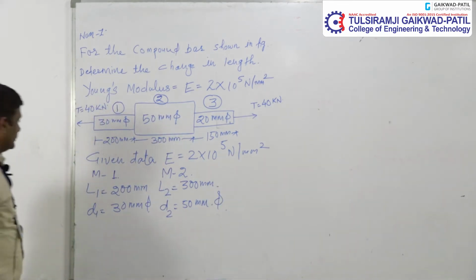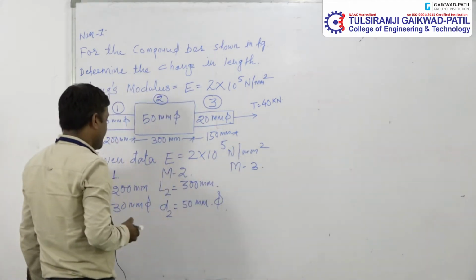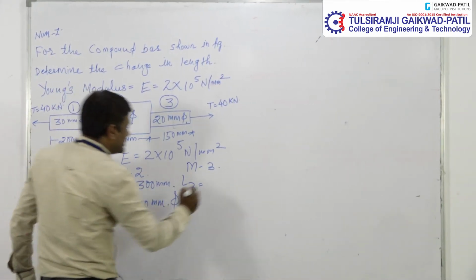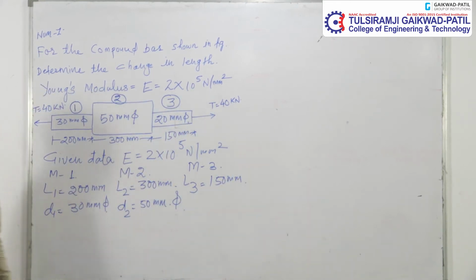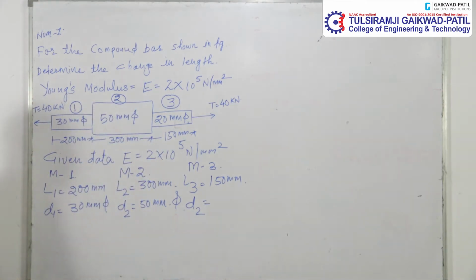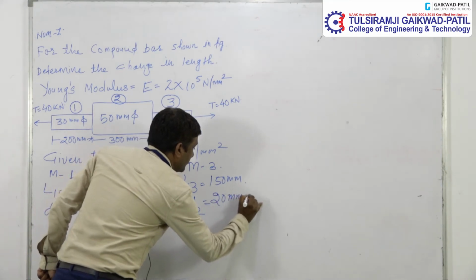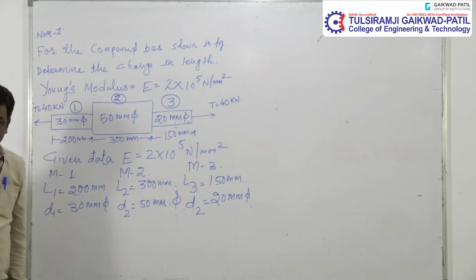Now, let us move to material number 3. For material number 3, the length is L3, which is given as 150 mm, and the diameter D3 is given as 20 mm phi. So, students, this is the given data for material number 1, 2 and 3.